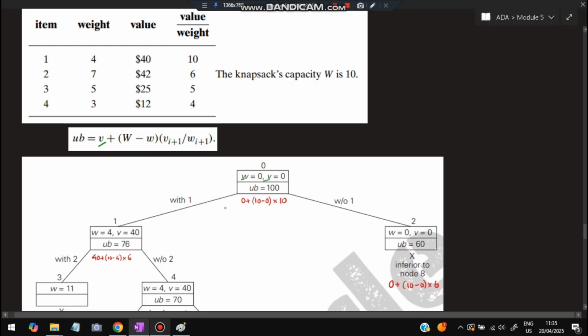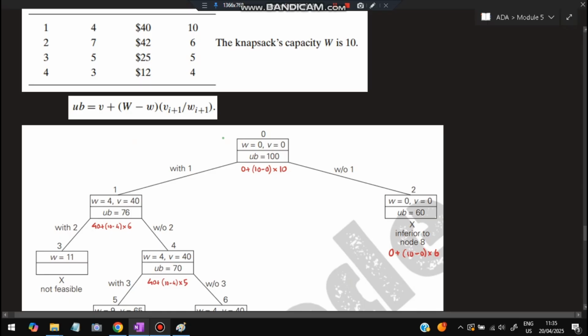Now we have substituted V as 0, W as 10, and this W as 0, because the current weight is 0. And what is this one? This is the value by weight ratio, and you have to find the ratio of the next element. The 0th element is here, so I have to take the next element. If I'm considering the 0 element, I have to consider the first element's ratio, 10. So I'll substitute this part as 10. So it will be 10 into 10, which is 100. 100 plus 0 is 100. We'll substitute the UB value as 100. This is how you have to calculate the UB value at each point and substitute it.